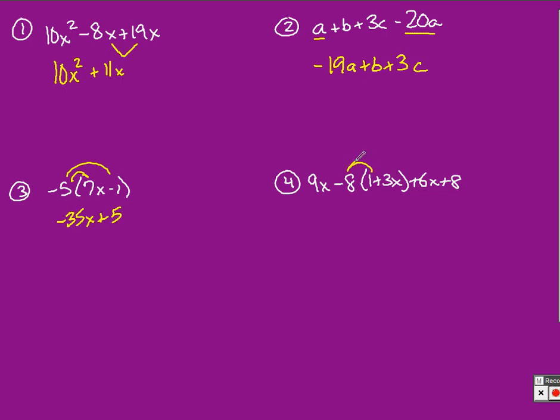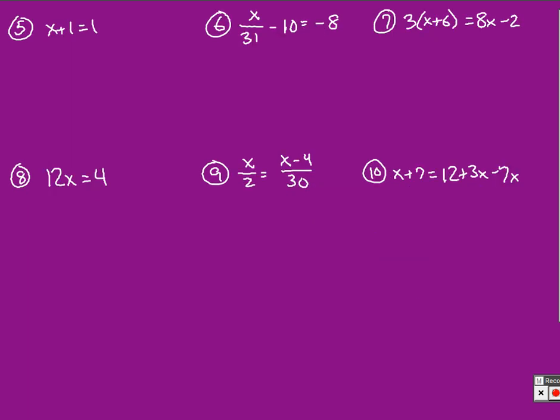Same thing here, got to distribute the negative 8 first, so it becomes negative 8 and negative 24x. Everything else on here stays the exact same to begin with. Combine some like terms. Here's guys with x's. Let's combine all of them. So 9 minus 24 plus 6 gives you a negative 9x, and then you have a negative 8 and a positive 8. That just adds to 0. So negative 9x plus 0 is just negative 9x.